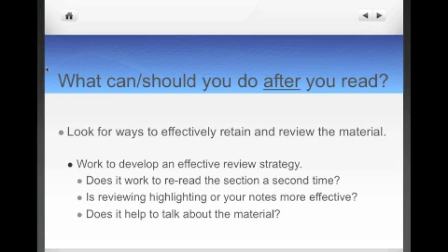Does it help to talk about the material? Can you talk with a parent? Can you plan to meet with a peer every day and just take 5-10 minutes and review what you've done? But again, these are not just, I'm going to skim through things. It's, I'm going to do something active to try to remember the information.